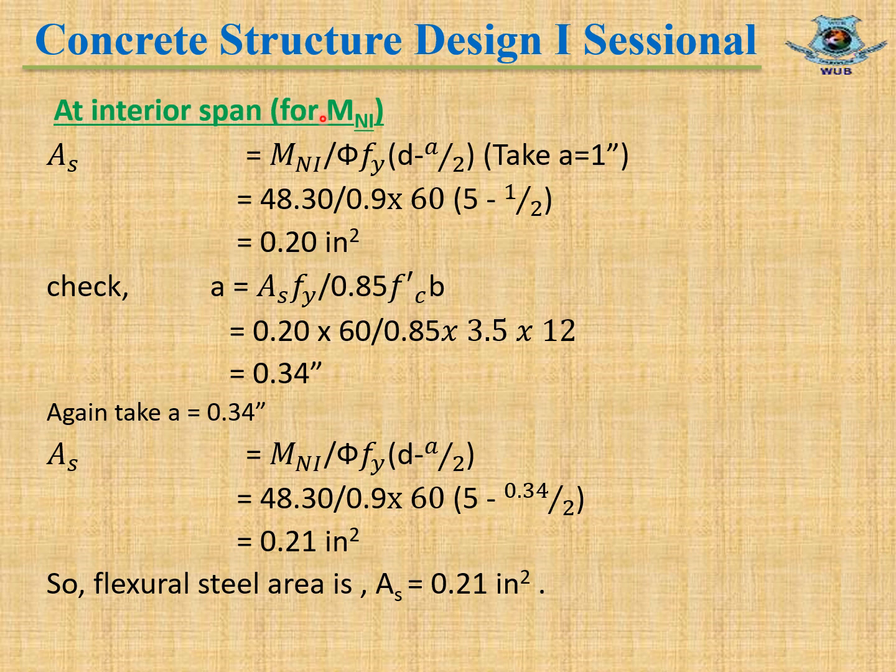At interior span, negative moment MNI equal to 48.30 kip inch. As is equal to MNI divided by phi Fy into d minus a by 2. Take a equal to 1 inch for trial and error process. Substituting all values, As is equal to 0.20 inch square. Check a equal to 0.34 inch as shown in the previous slide. Again take a equal to 0.34 inch and steel area As is equal to 0.21 inch square. Flexural steel area is As equal to 0.21 inch square at interior span.